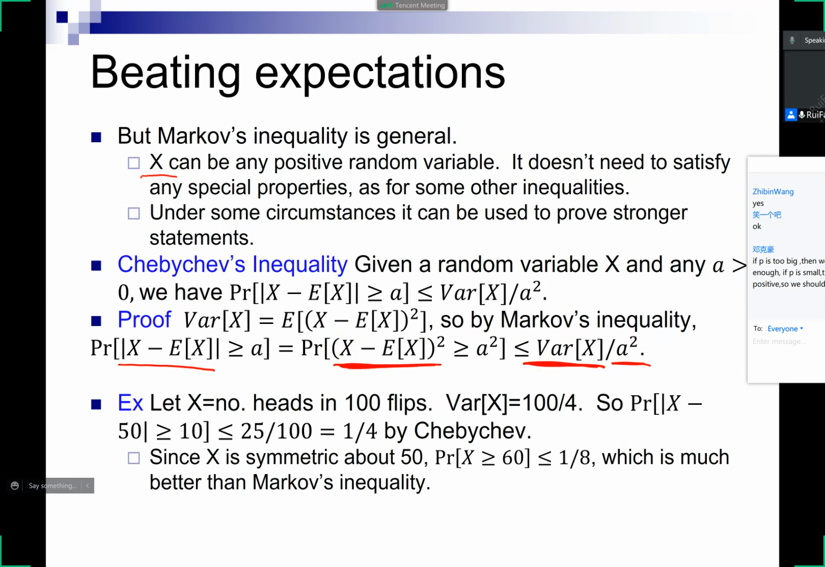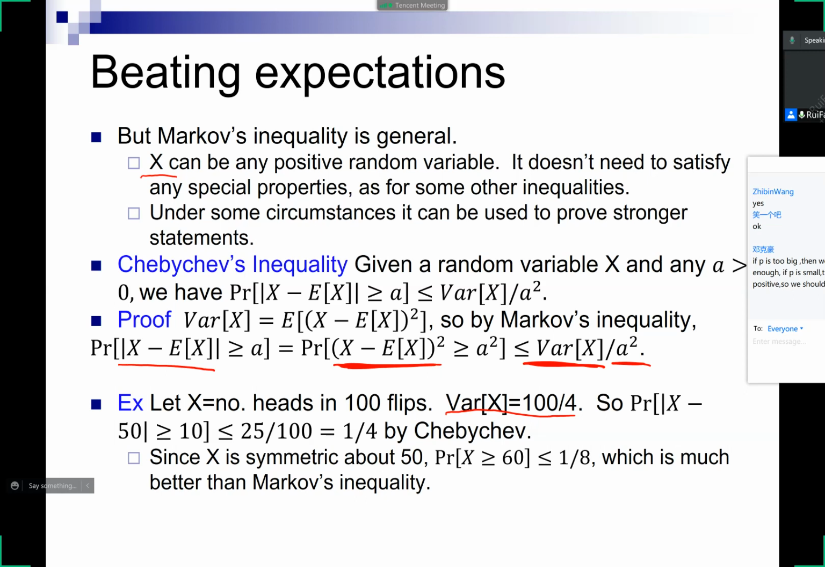Chebyshev's inequality is actually stronger in certain cases than Markov's inequality. For example, let's go back to the previous example about the number of heads in 100 coin flips. Now if you apply Chebyshev's inequality, we have to compute the variance of the number of heads in 100 flips. For each flip, the variance of each individual flip is 1/4. You can just compute that directly. And since all of these flips are independent from each other, the variance of all 100 flips is just 100 times 1/4.